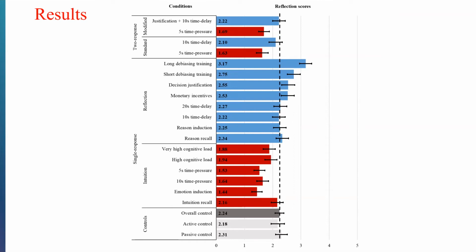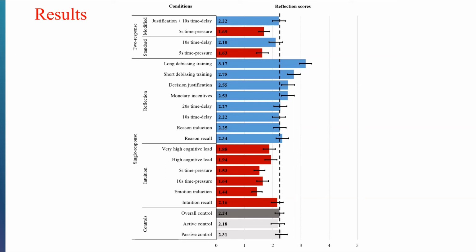And looking at the blue bars, which are the reflection manipulations, some of the most commonly used manipulations actually failed quite clearly, and our recommendation is not to use them any longer in future research, including the brief time delay, the reason induction, and the reason recall, failing quite miserably.